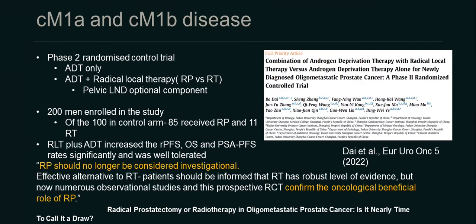trial. And they had grouped the patients into two arms, ADT only, and then ADT with radical local therapy. And pelvic lymph node dissection was done as an optional component. So they had 200 men, with 100 in each arm. Important to note is that in the trial arm, 85 patients received radical prostatectomy and only 11 had radiotherapy. So it did end up showing that radical local therapy plus ADT increases the recurrence-free survival, overall survival, and the PSA progression-free survival rates. And the procedure was actually well tolerated.